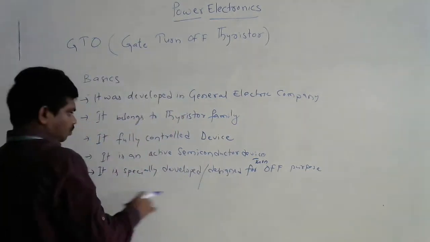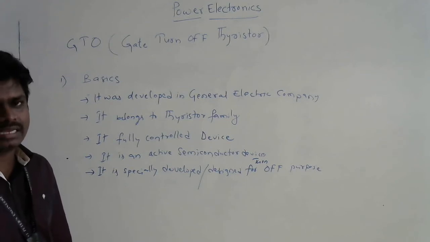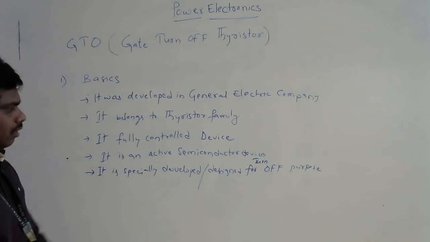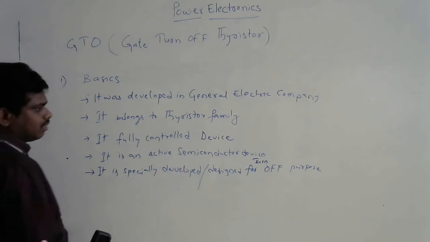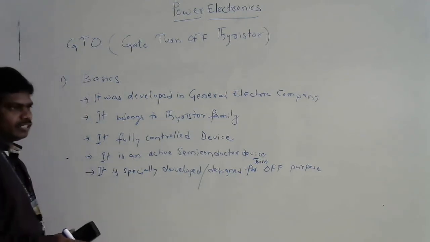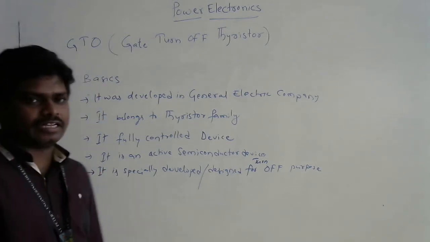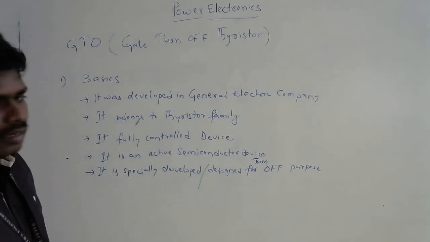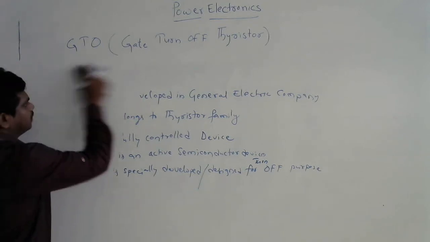So indirectly saying that it is 10 times faster than the SCR. It works in off processing. After the off processing condition, it works 10 times more than the SCR. Please remember that. Sometimes they may ask the question in competitive exams: what is the difference between SCR and GTO? For that, the reason is SCR was developed for the turn-on process, whereas GTO is made for the turn-off process.